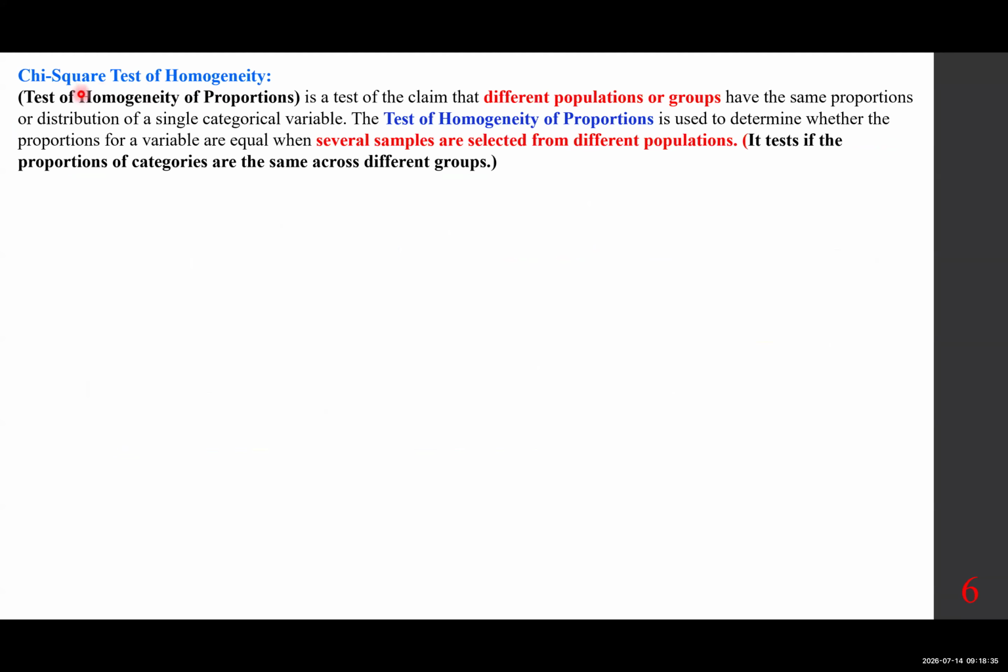So, the chi-square test of homogeneity. The test of homogeneity of proportion is a test of the claim that different populations or groups have the same proportion or distribution of a single categorical variable. It is used to determine whether the proportions of a variable are equal. When several samples are selected from different populations, it tests if the proportions of categories are the same across different groups.